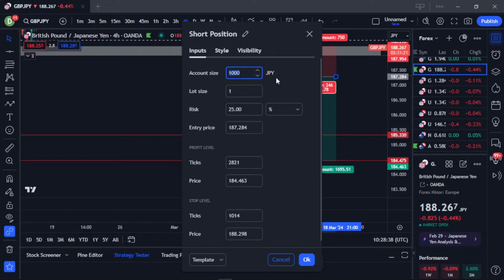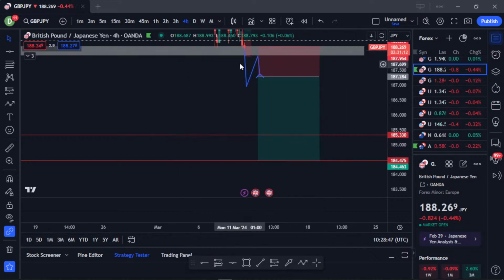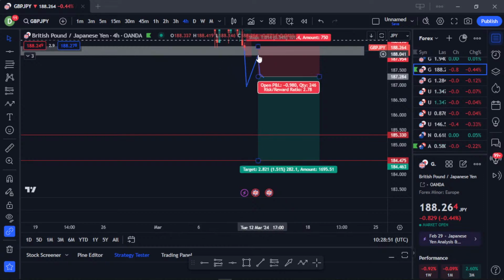And then my take profit price will be at 184.463, and my stop loss will be at 188.298. So for swing traders, this is the trade for you. You can actually see it here. Wait for the market to break out of this 4-hour support area, come back to retest the 4-hour support area, and if it gives you any rejection, then you place a sell order immediately.